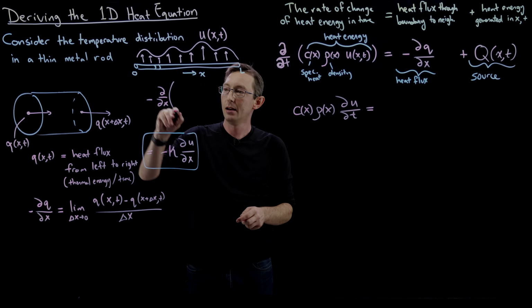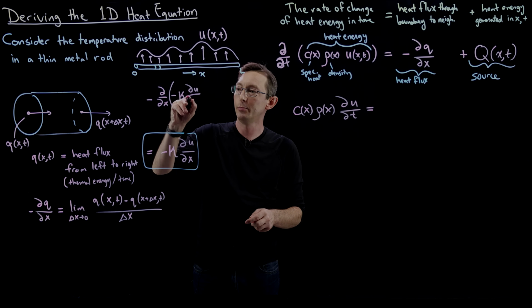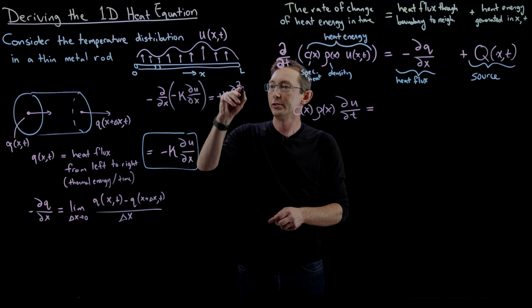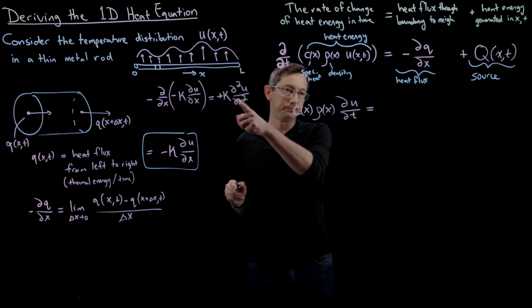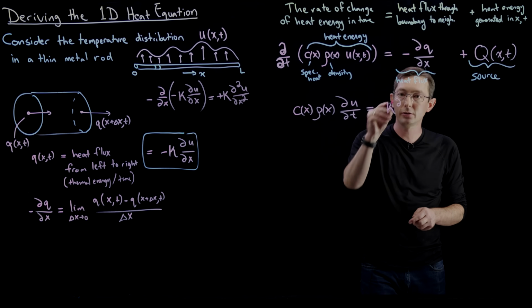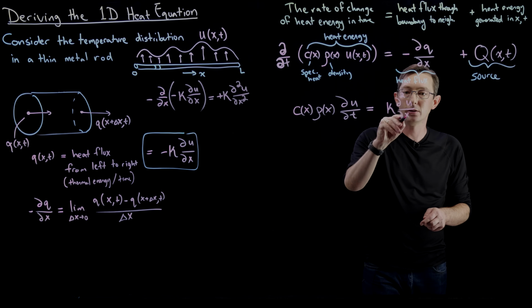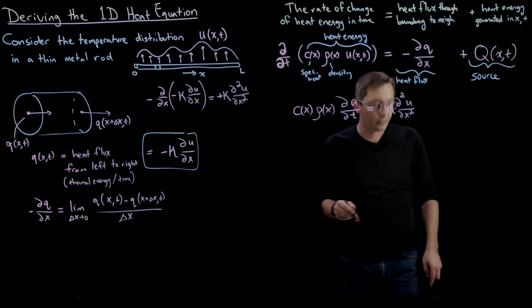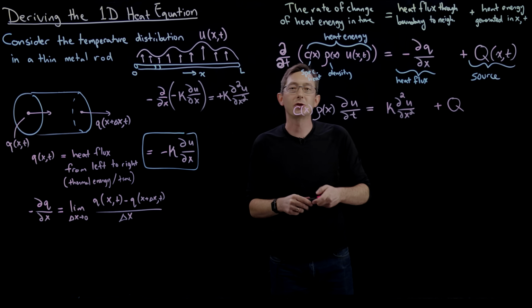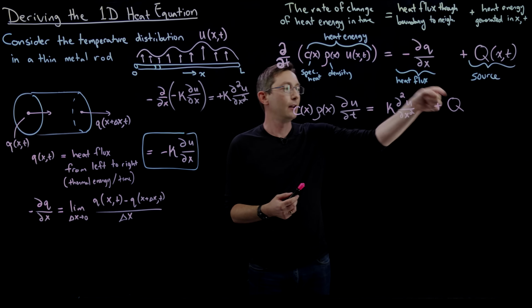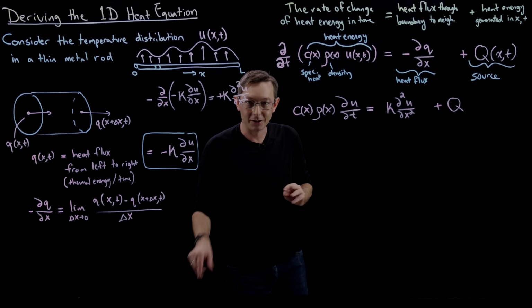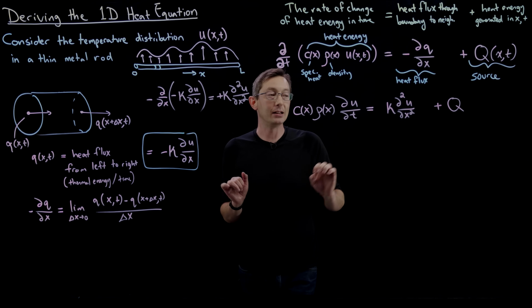negative d/dx of negative kappa partial u partial x is just positive kappa partial squared u partial x squared. So this equals kappa partial squared u partial x squared, good, plus my source term. And I've dropped, u is a function of x and t, big Q is a function of x and t. Actually, you'll notice here, I cheated for expediency's sake.